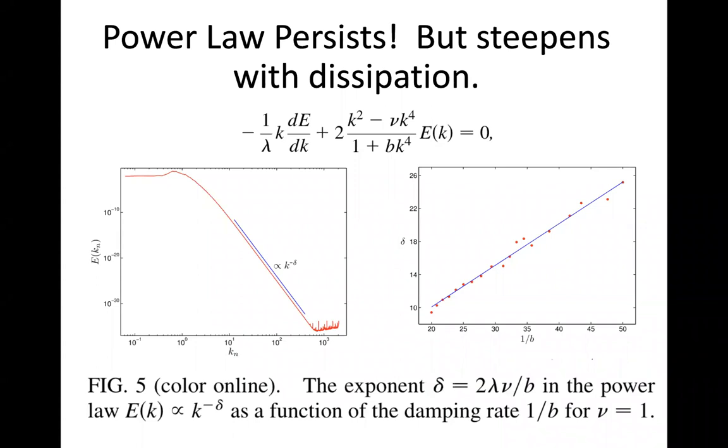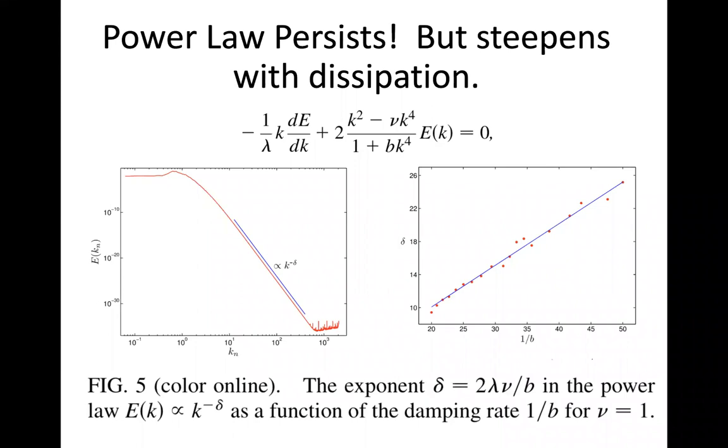And so what happens is this: if you didn't have this term here, you would have some natural power law. But with this term here, the spectrum steepens in proportion to this dissipation level that we select.